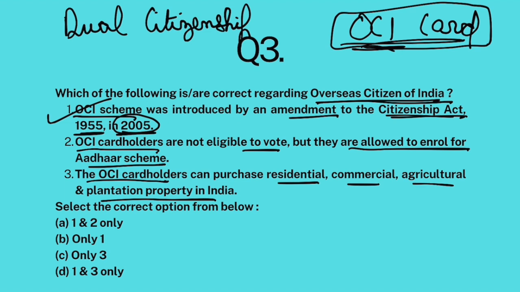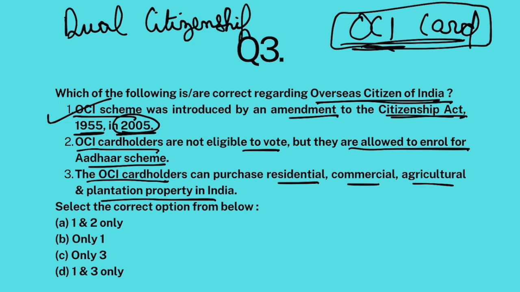Through this OCI card, they will get various facilities that are given to Indian citizens. For example, visa free travel to India. They can own properties. They can enroll for Aadhaar and many other facilities. Though they can't vote because voting right is with citizens. But they have many facilities.